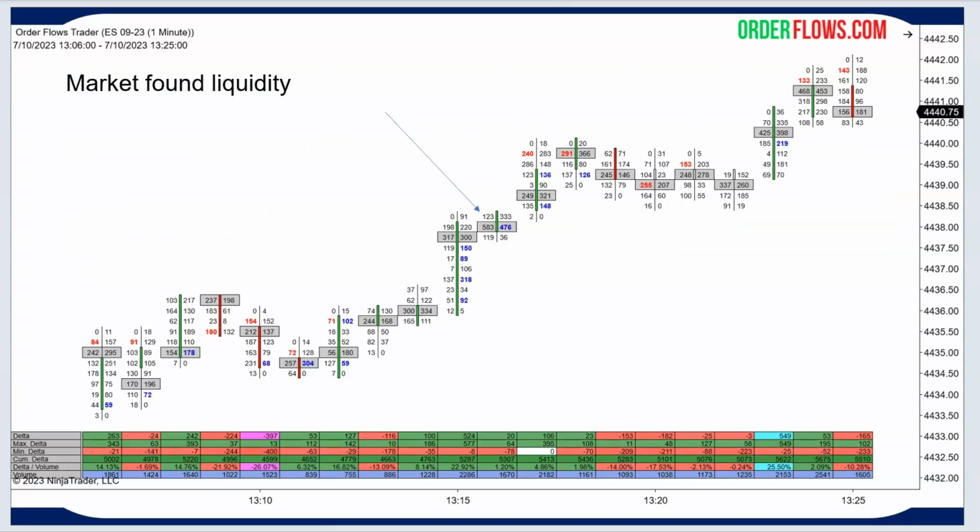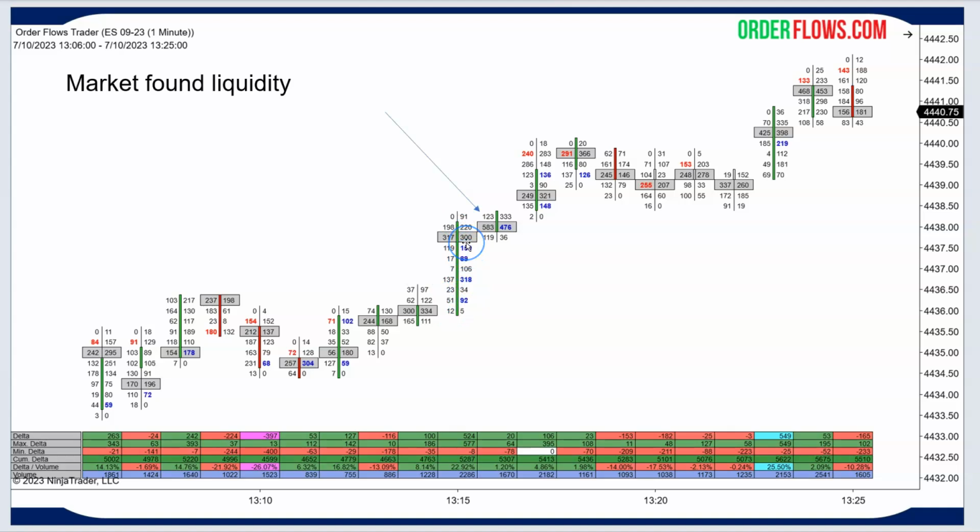Now, liquidity. Okay, so that's what large traders need, right? They're large. They need liquidity in the market. And oftentimes, a sign to me of the market finding its liquidity is a bar, right? You have this long bar here. This is the market that's looking for liquidity, right?